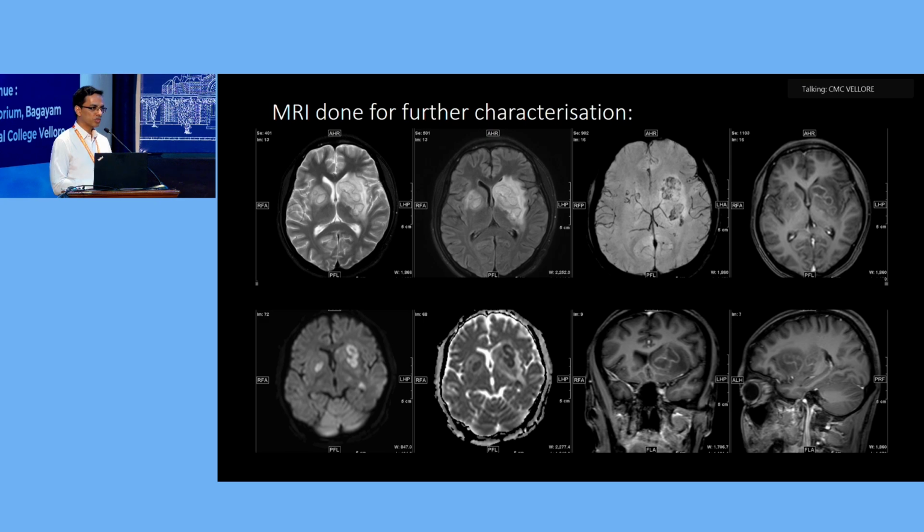So the plan was, we have actually seen a couple of cases, patients immunosuppressed and coming with abscesses. Many of them have ended up being nocardia. So the plan was treat the patient as nocardia. If the patient responds, good. If the patient doesn't respond, go for biopsy.